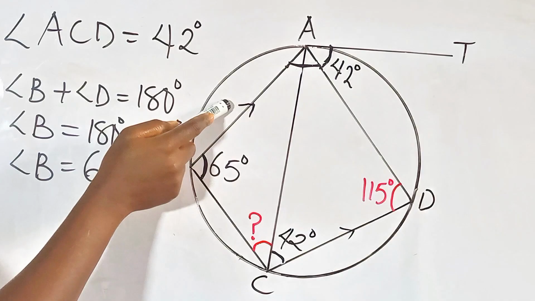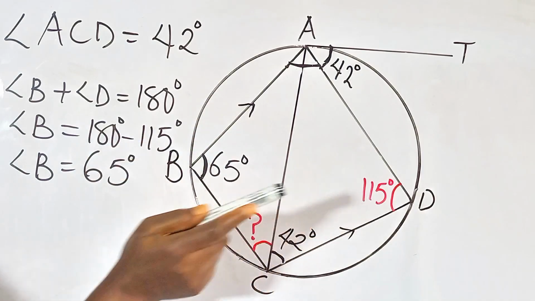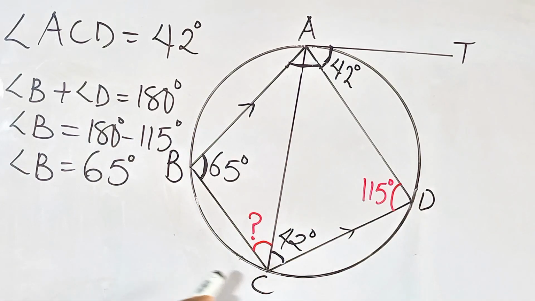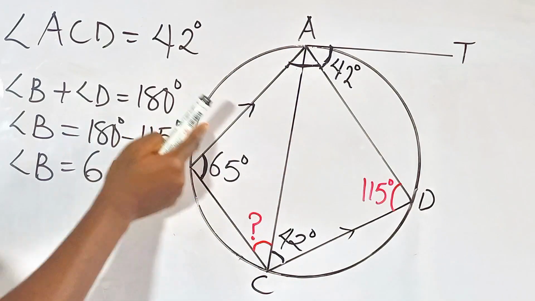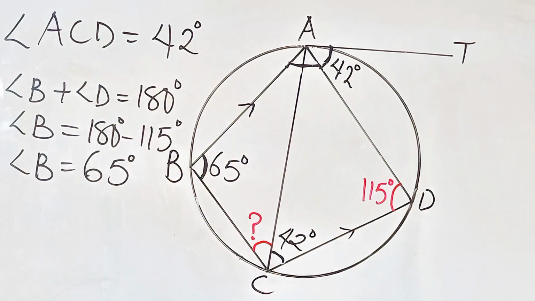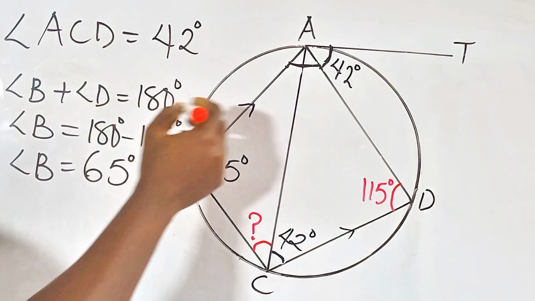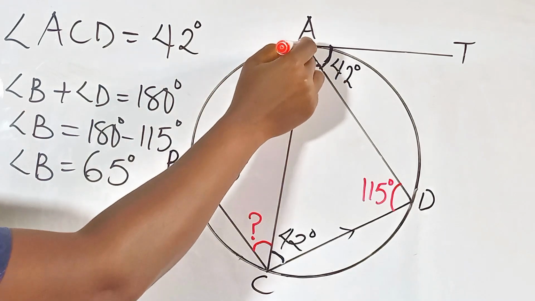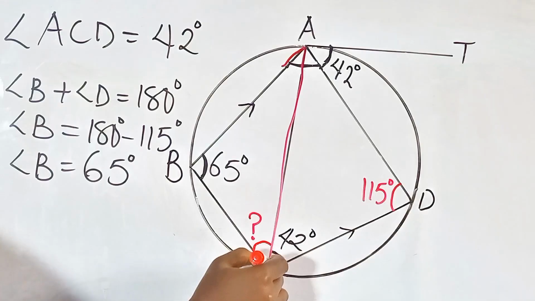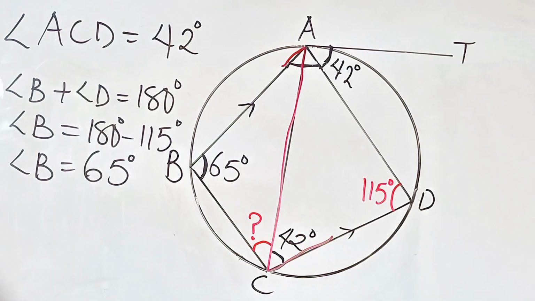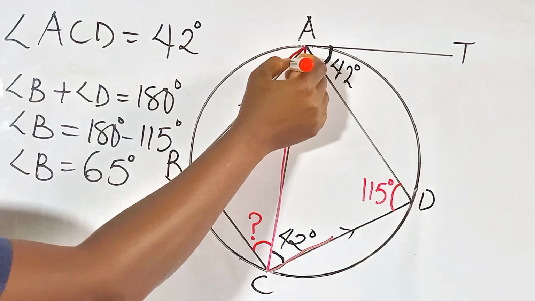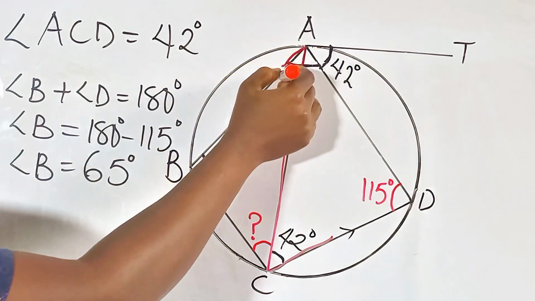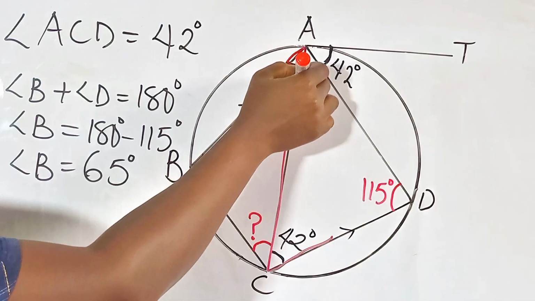Notice that line AB is parallel to line CD, right? So therefore, this line AC is serving as a transversal between these two parallel lines. And when you have two parallel lines and a transversal, alternate angles and corresponding angles are formed. So therefore, this angle here is an alternate interior angle to this angle at A. So both angles are equal to 42 degrees.